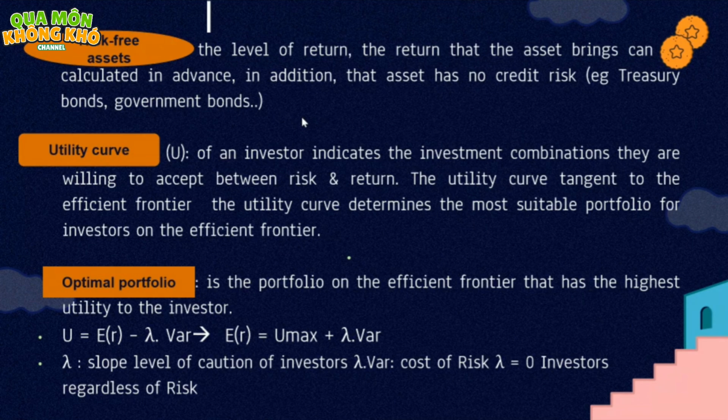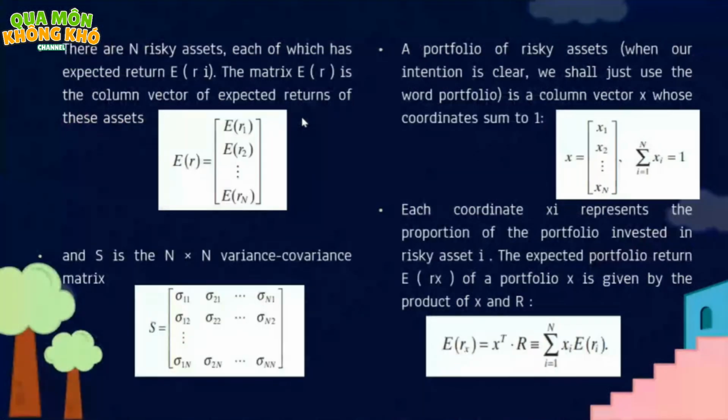And lambda equals 0 means that the investors disregard risk. Suppose that there are n risky assets, each of which has an expected return. The matrix R of expected returns is the column vector of expected returns of the assets here. And S is the n by n covariance matrix.